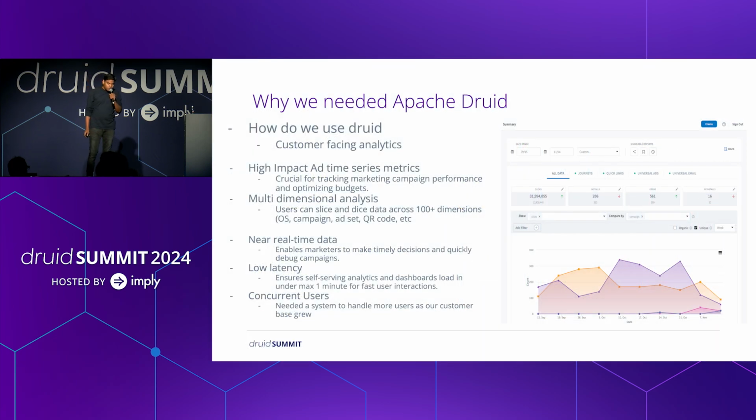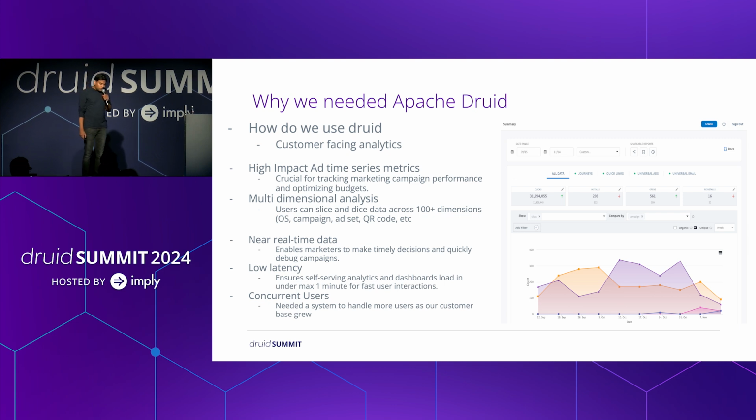All right, now we know a little bit about the Branch business. Let's see how Druid helps Branch. We primarily use Druid for customer-facing analytics. That's the Branch dashboard. You can see the number of clicks, opens, and revenue metrics on the dashboard. Those are powered by Druid.